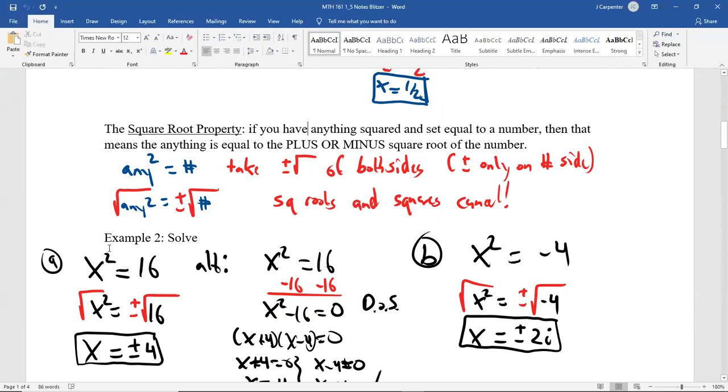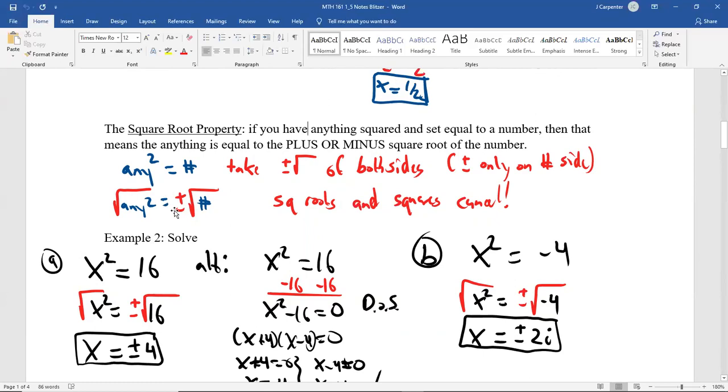Now, this is when we're dealing with even powers. If we're dealing with an odd power, there's no plus or minus. So if you had a cube equal to a number, you could take a cube root of both sides. If you had something to the 5th equal to a number, you can take a 5th root of both sides. Technically, there's more complexity in algebra to that than what I'm stating, but we don't need to get into that layer of detail. But it's when you have an even power that this plus or minus is necessary.